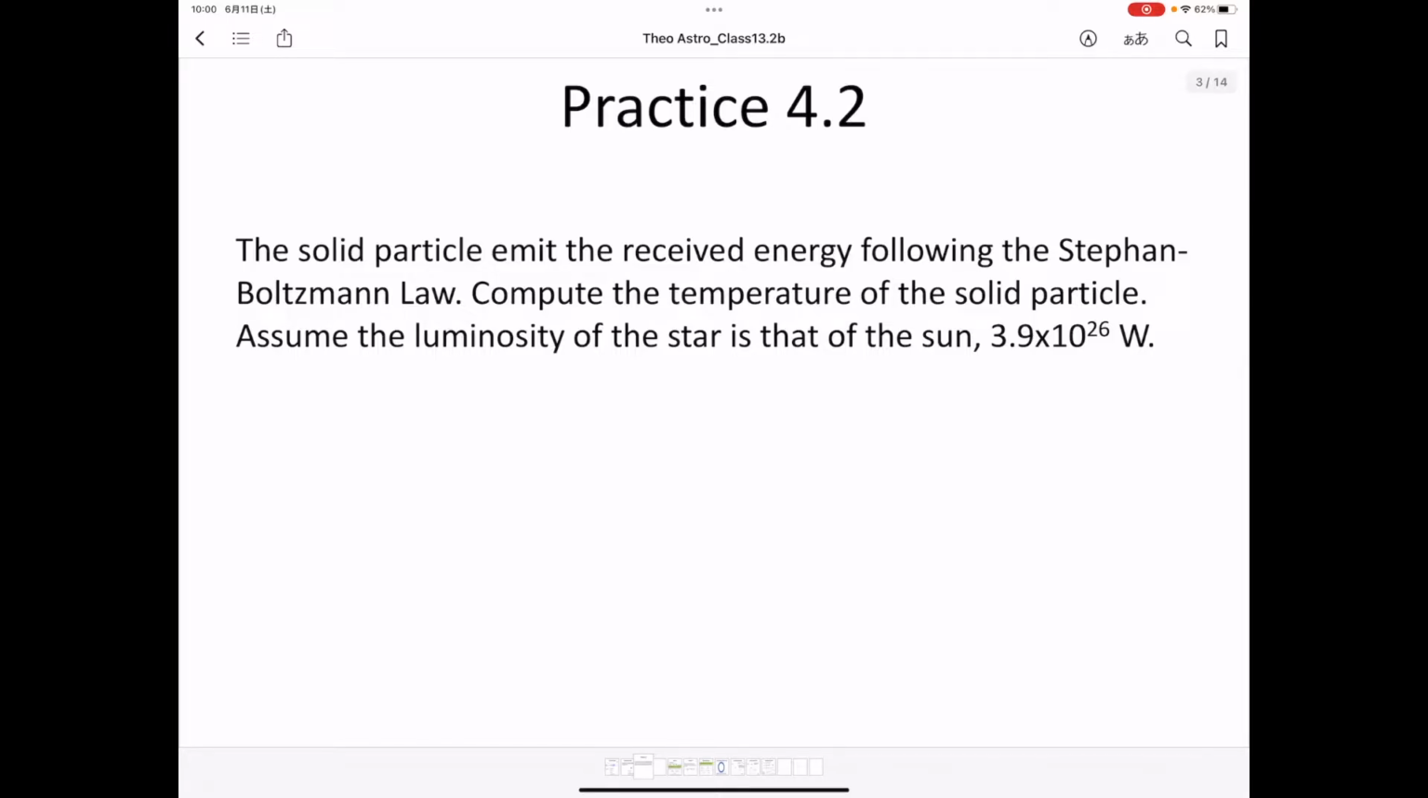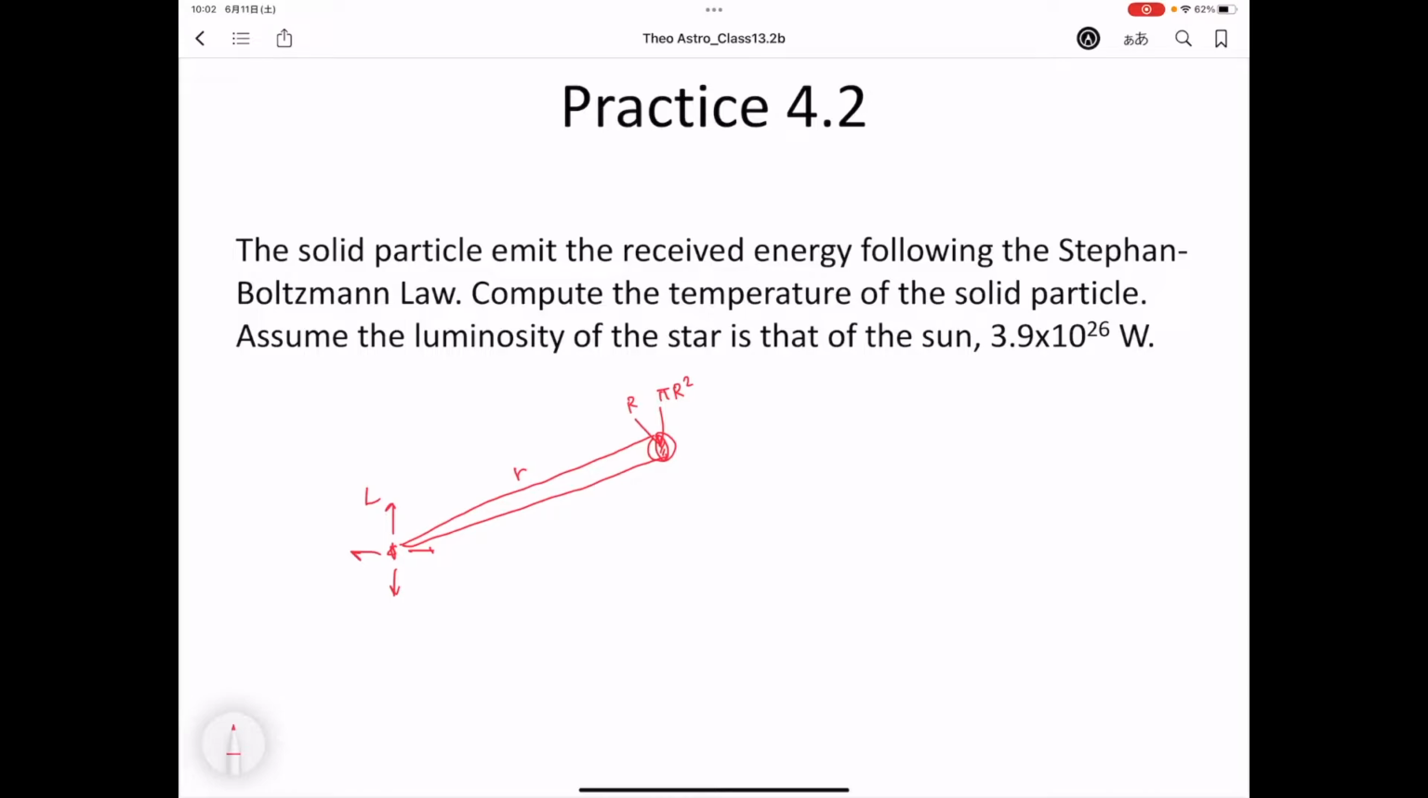The solid particles emit the received energy following the Stephan Boltzmann law. Compute the temperature of the solid particles. Assume the luminosity of the star is that of the sun, 3.9 times 10 to 26 watt. Star emit the light in all the directions uniformly. Radius is r. Then cross-section of the solid particles is obtained pi r squared. The distance from the star to the solid particle is r.